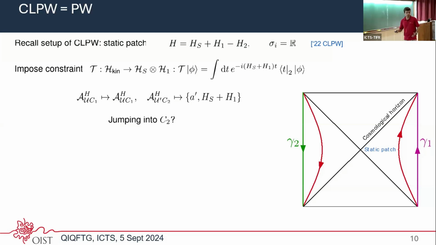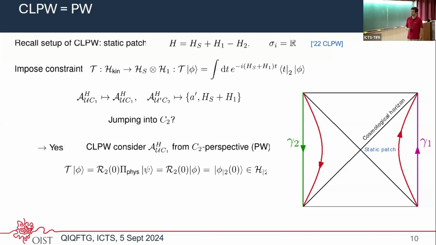So then one might think, if you've paid attention to the previous slides, that this is the same as describing the static patch with clock 1 from the perspective of clock 2. And this turns out to be right. So what CLPW consider is that they consider the algebra of this patch dressed to clock 1, but from the perspective of someone who lives in the causally disconnected patch.